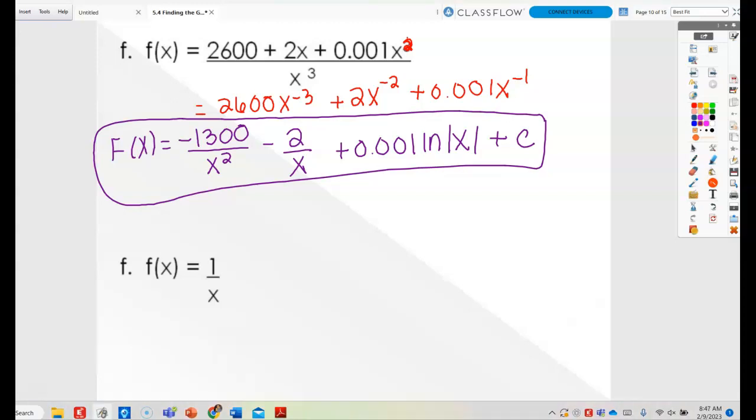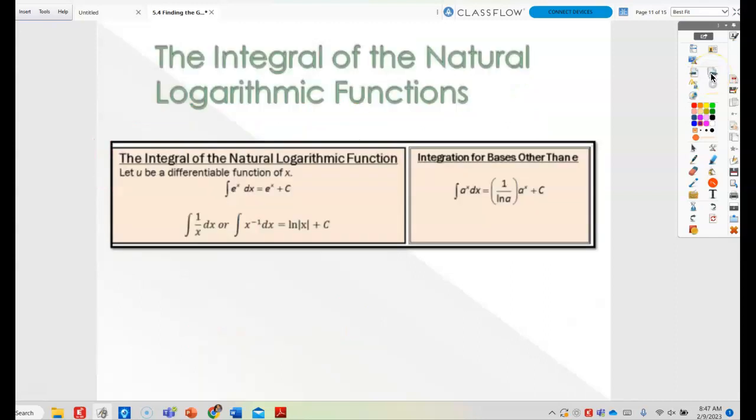And then last but not least, if you have 1 over x, we know that that is our ln. ln is always with the absolute values. Our e to the x rule is still e to the x, but now we have a plus c. So if you integrate e to the x, it becomes e to the x plus c. 1 over x becomes ln.